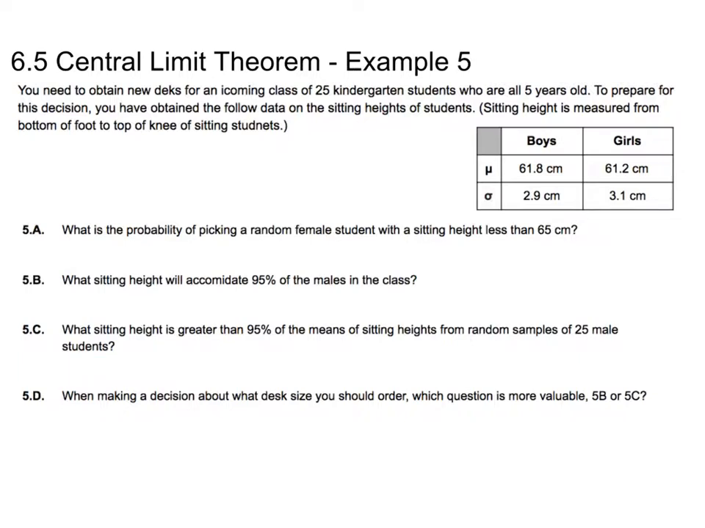You need to obtain new desks for an incoming class of 25 kindergarten students who are all 5 years old. To prepare for this decision, you've obtained the following data on the heights of students. Sitting height is measured from the bottom of the foot to the top of the knee of sitting students. So here's my data. I've got it split up into two categories, boys and girls, and I'm going to be utilizing this data in separate options for different types of problems. There's the boy data, there's the girl data. It shouldn't surprise you too much that the boy data is a little bit larger than the girl's data. Thinking about the population and the average population height, boys are a little bit taller than girls. Now, let's go ahead and jump right into the first problem.